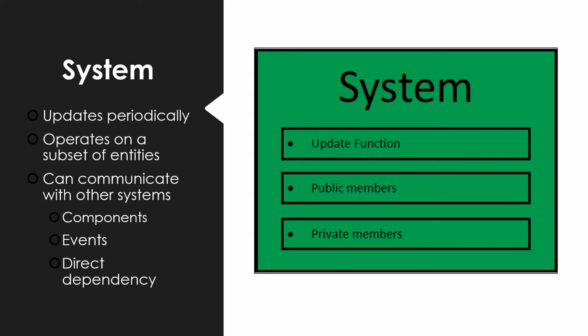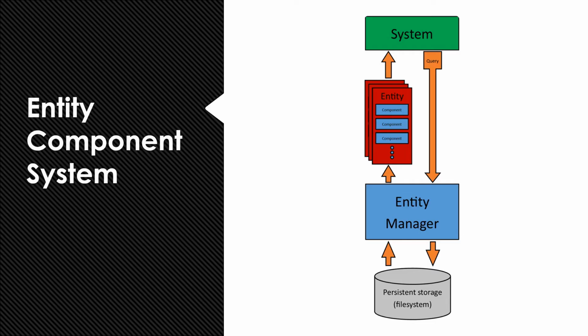A system can communicate with other systems through the use of information on components, or they can use the event system, whereby the observer pattern is employed, and one system fires an event, and then any other systems that happen to be listening to that event will be called. You can also have direct dependencies, where one system actually includes the header file of another system, and then it imports it in its constructor, and so forth.